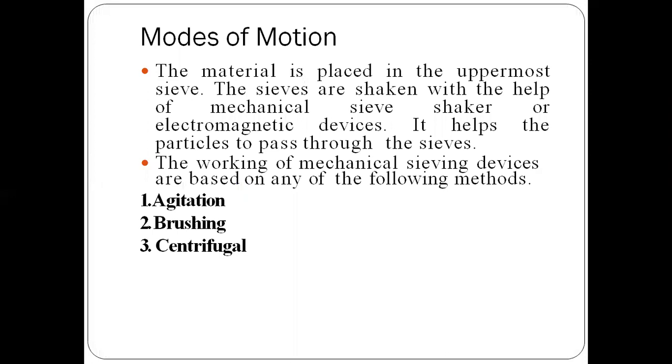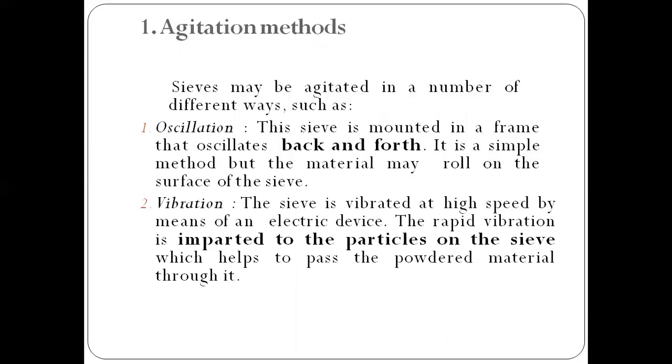So there are three modes basically used for the size separation process. First is agitation, second is brushing, and third is centrifugal. The material is placed in the uppermost sieve and the sieves are shaken with the help of a mechanical sieve shaker or electromagnetic devices. So it helps the particles to pass through the sieves. The working of the mechanical sieving devices is based on agitation, brushing and centrifugal force. So let us discuss one by one.